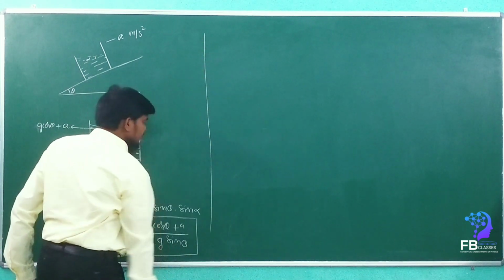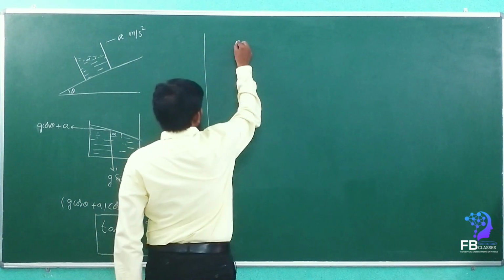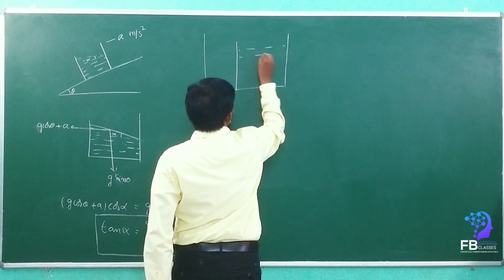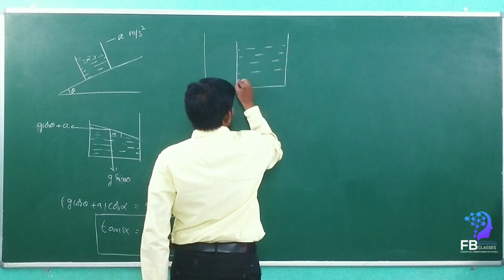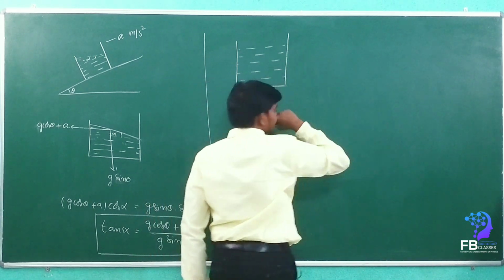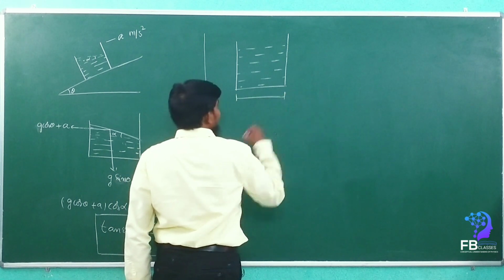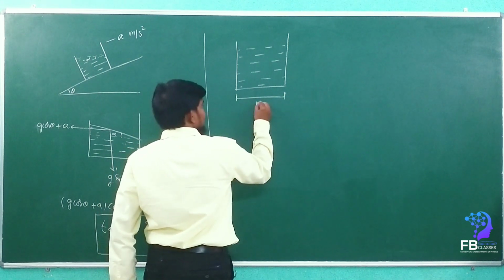Okay, next. For example, the question is given. See, this is the container. Let it be a cube type of container. Okay, this is a cube whose length, let us consider, is 10 centimeters.